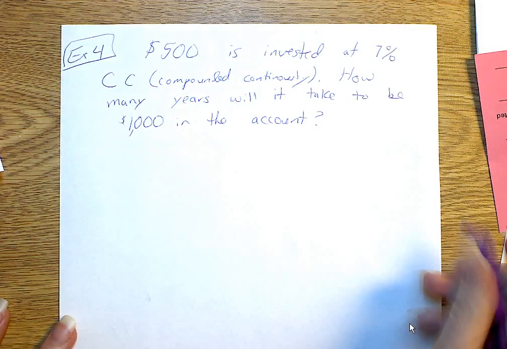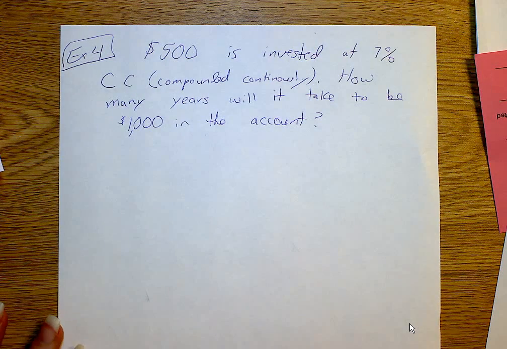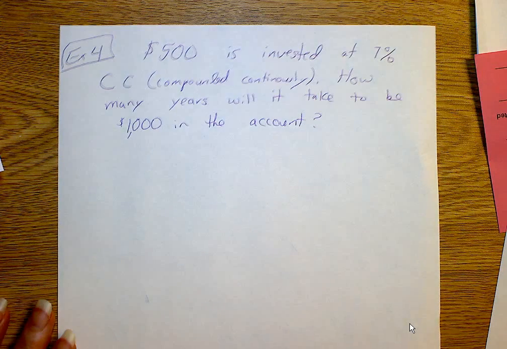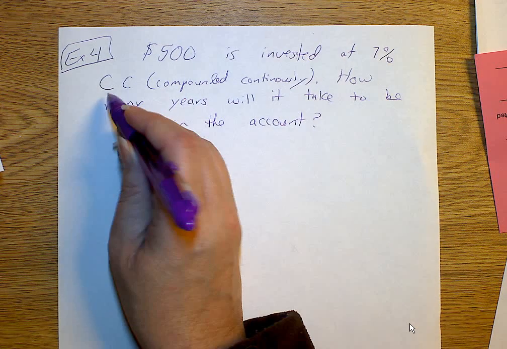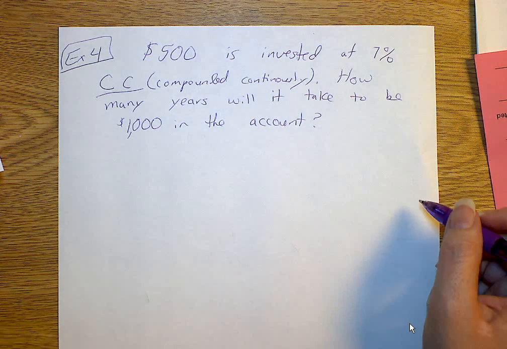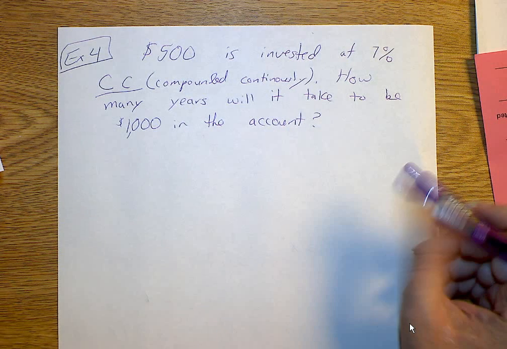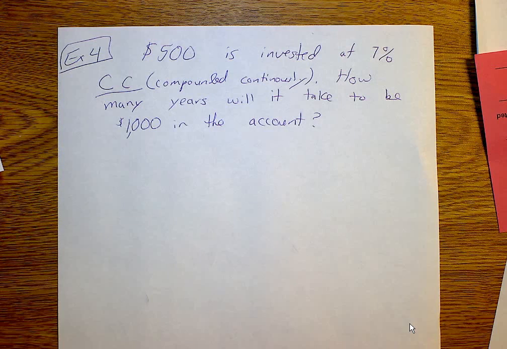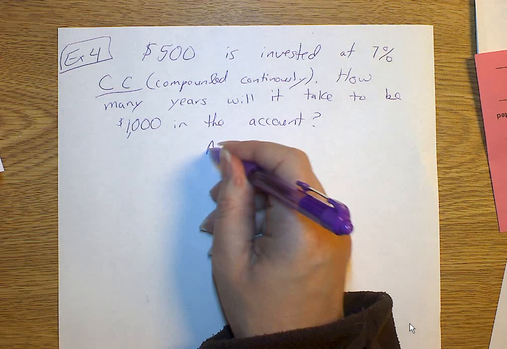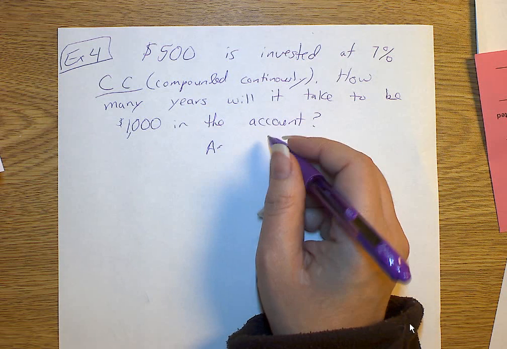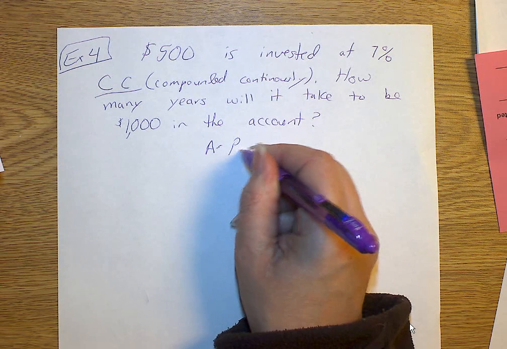And remember, there's no extra deposits, no withdrawals. They're just putting the money in and leaving it. The first thing we need to do is to remember what our compounded continuous formula is. So, A equals, anybody remember? PERT is right. P-E raised to the R-T.